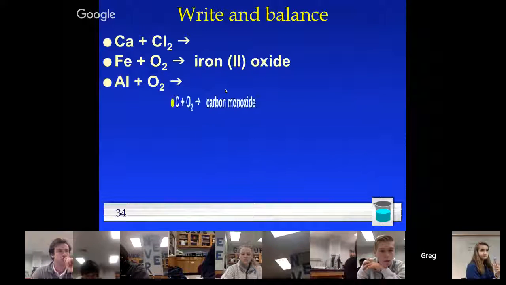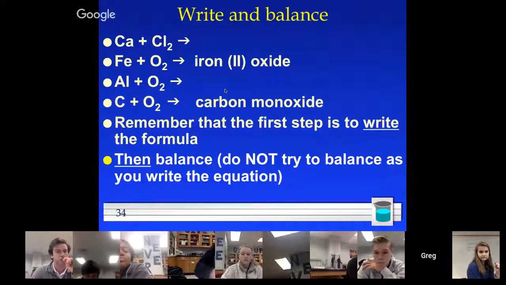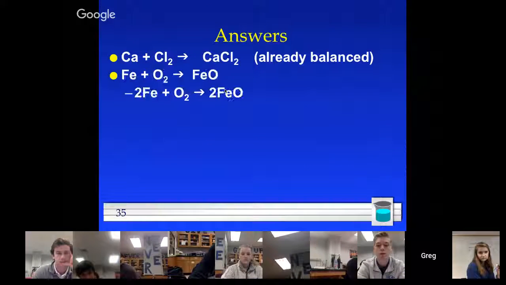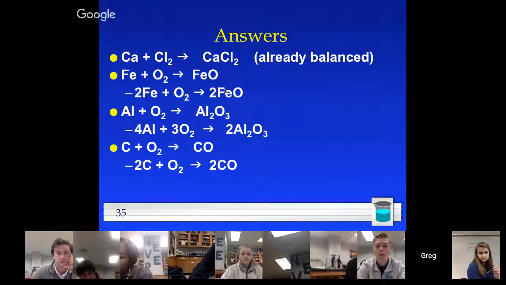Okay, I'm going to move forward. These are just a bunch of examples that we can do later. So first step, you always have to write the formulas, and then you balance. Don't balance as you're trying to write the equation. Okay, the answers are written here. Take a look at the second one. That's the one that we were doing in the first one.